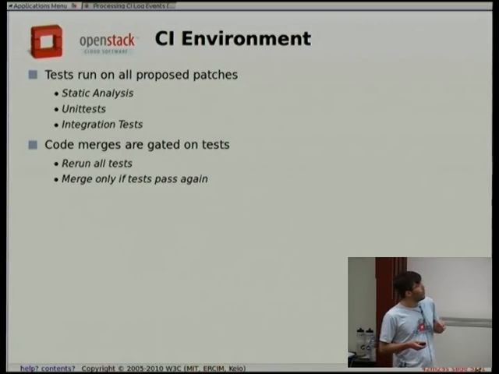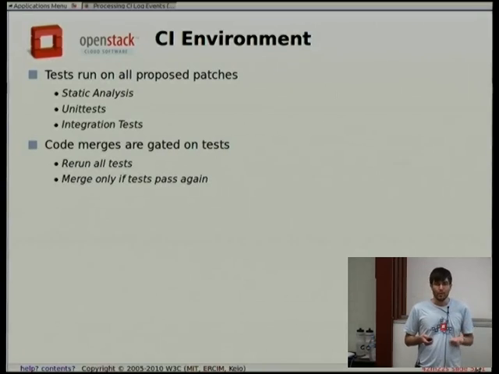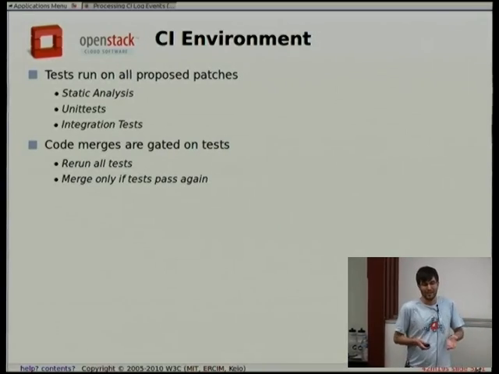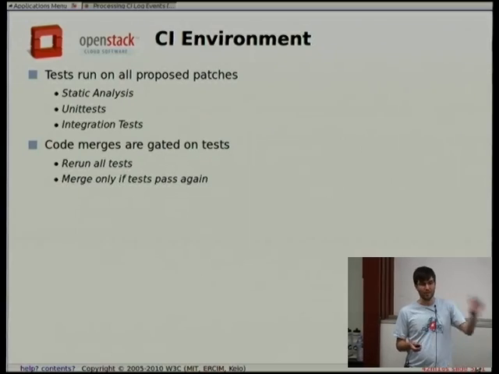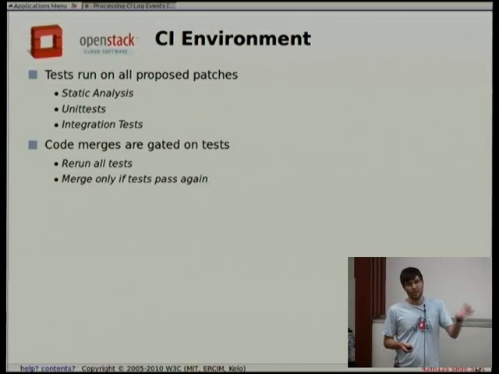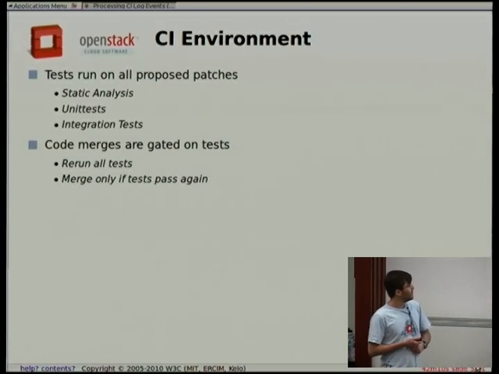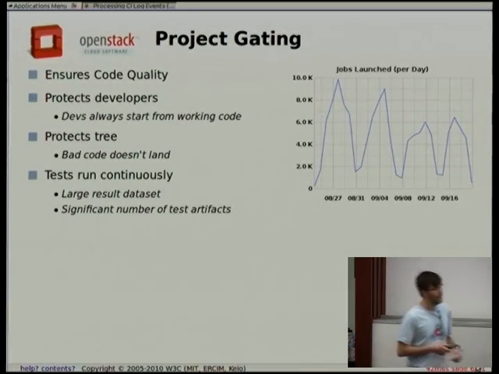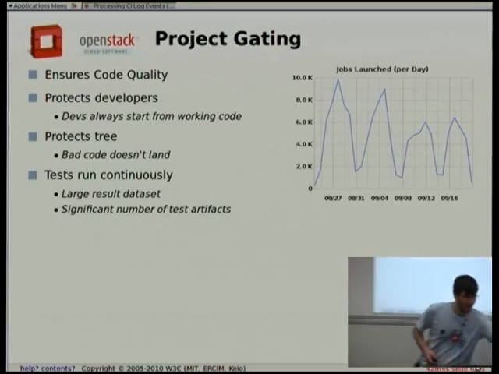We also gate code merges on these tests, which means that if your code doesn't pass the test, you don't merge. You have to go through that testing period again, pass all of the tests in order to merge. We call that project gating. We do this because it helps ensure code quality.